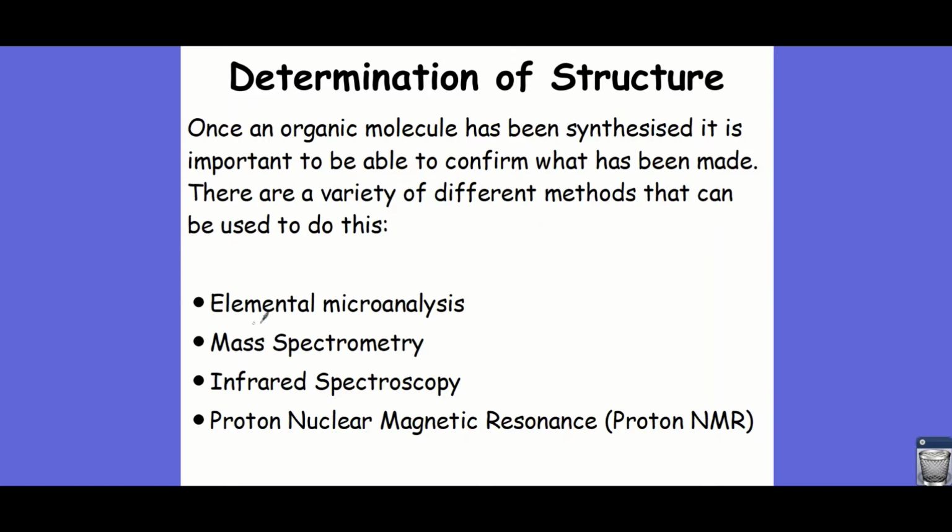So experimental microanalysis gives us an idea of the empirical formula of a compound, which is basically just a ratio of the atoms within a molecule. Mass spectrometry, which tells us the molecular mass of an organic molecule, but then also what functional groups may be present. Infrared spectroscopy, which gives us another idea of functional groups based on how much energy a bond can absorb, and then proton nuclear magnetic resonance, which gives us an idea of the environments of hydrogen atoms within a molecule.